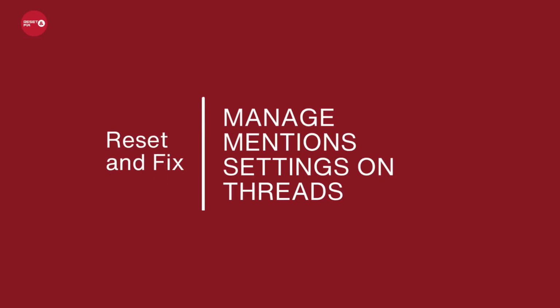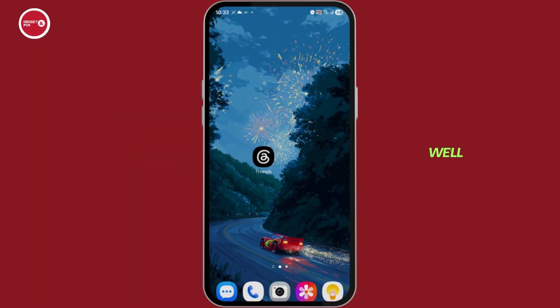How to manage mention settings on Threads. So we'll begin right away. It's a very simple step, so follow along. Simply tap on the Threads app.